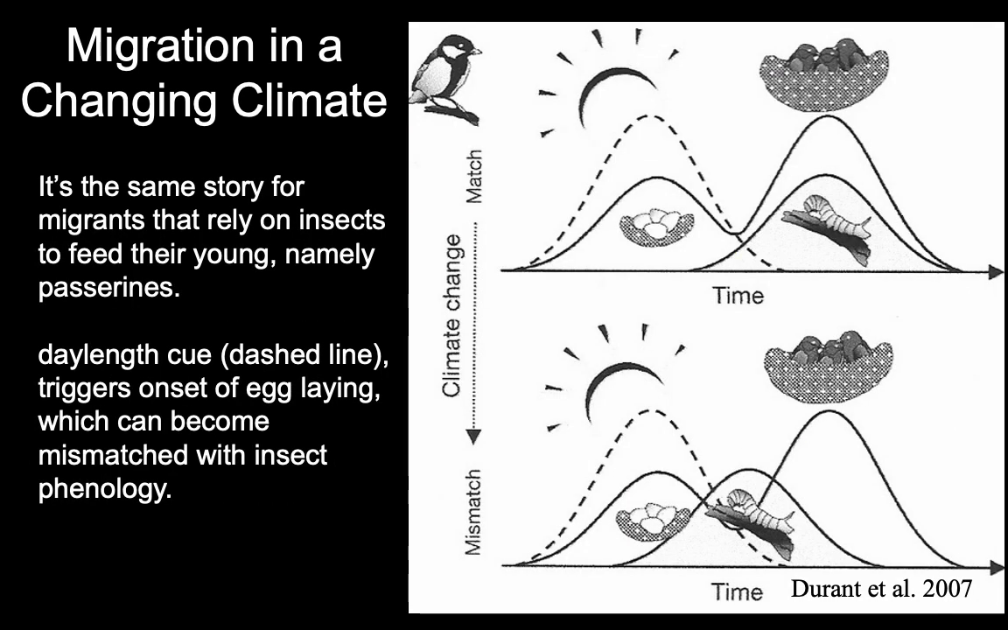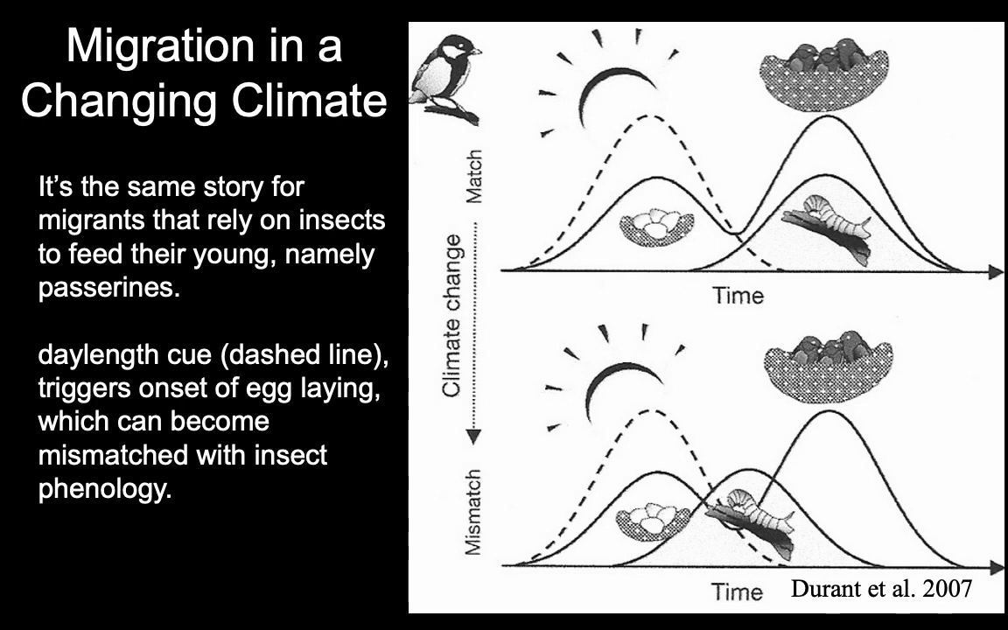And so this is the same story for migrants that rely on insects to feed their young. This is namely passerines. Even passerines that are almost exclusively frugivores or nectivores, feeding on fruit and nectar respectively, are feeding a substantial amount of insects or other invertebrate arthropods, like spiders or centipedes or annelids, worms.